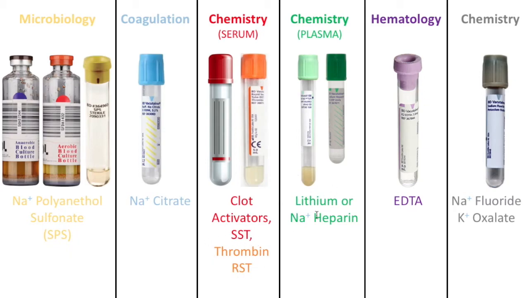In our chemistry plasmas, we have lithium heparin or sodium heparin. In our hematology, we have EDTA. In our chemistry gray tube, we have sodium fluoride and potassium oxalate. Remember, sodium fluoride is the additive that prevents the breakdown of glucose or glycolysis. And the oxalate portion is the portion that prevents the blood from clotting. Maybe we need a little break.